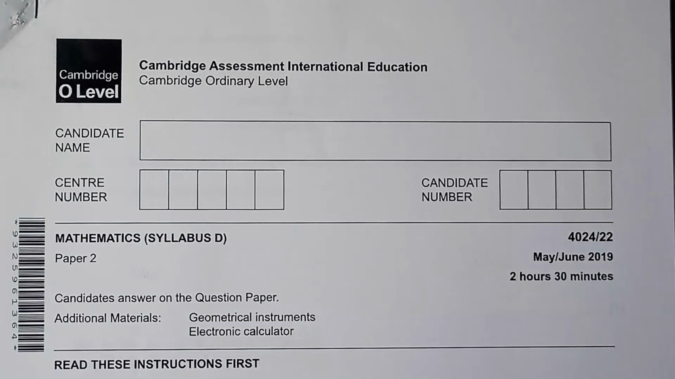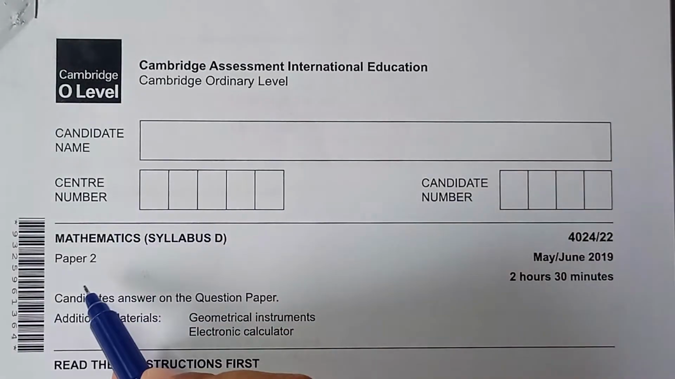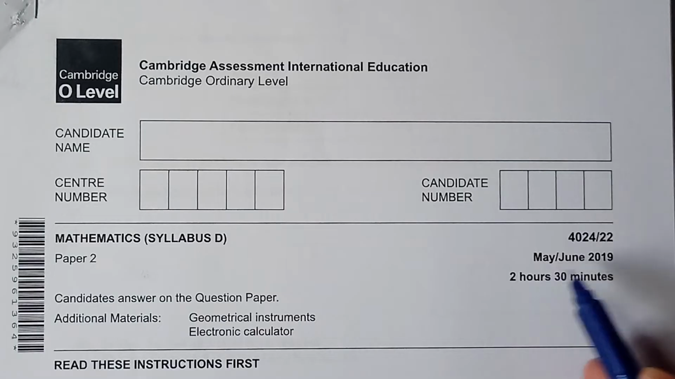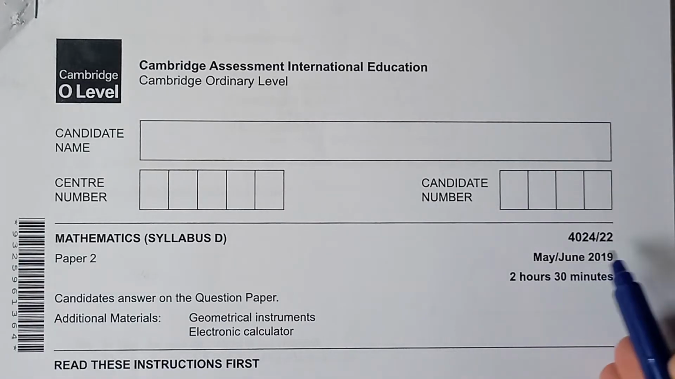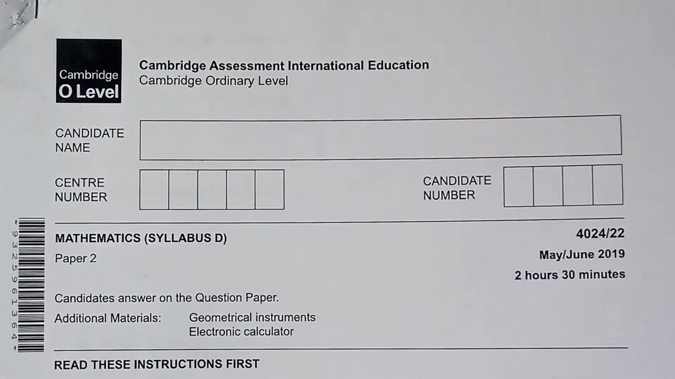Hello everyone, today we are going to solve O-Levels Paper 2 in a session May-June 2019, Paper 2-2. So let's begin with the first question.